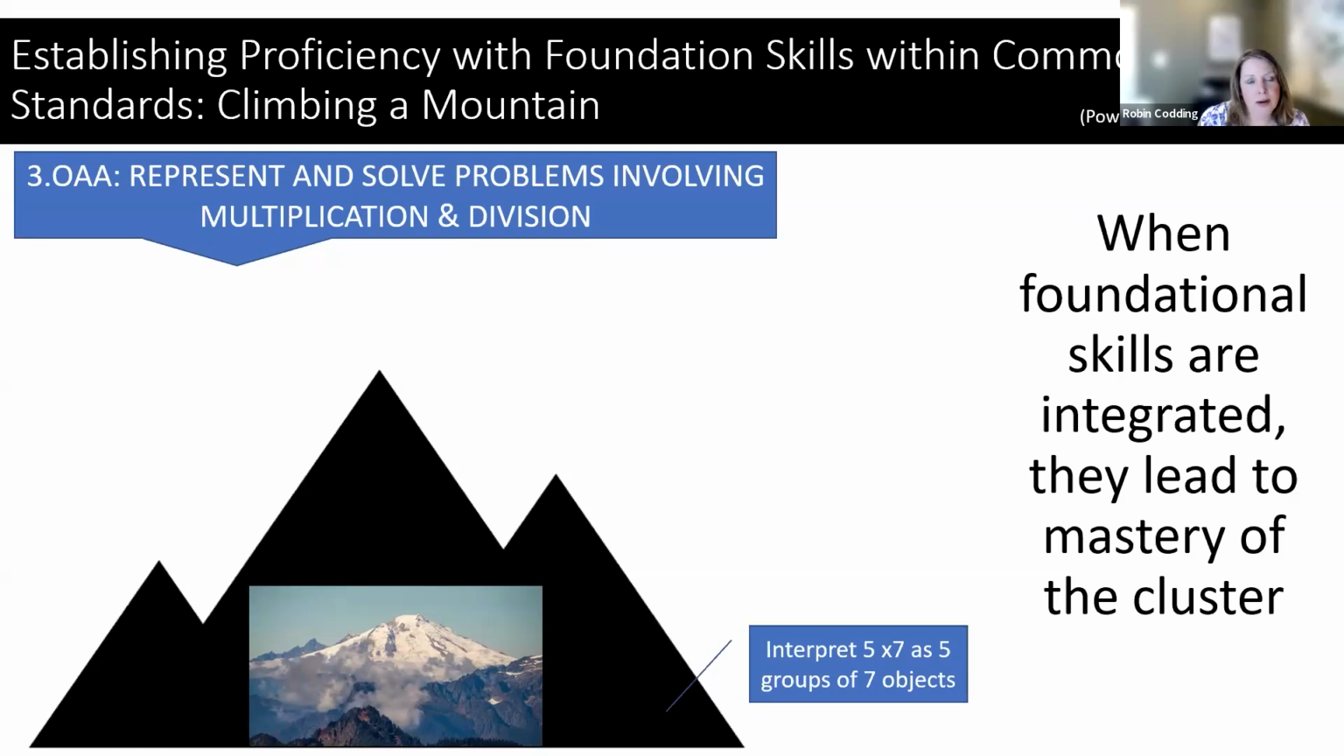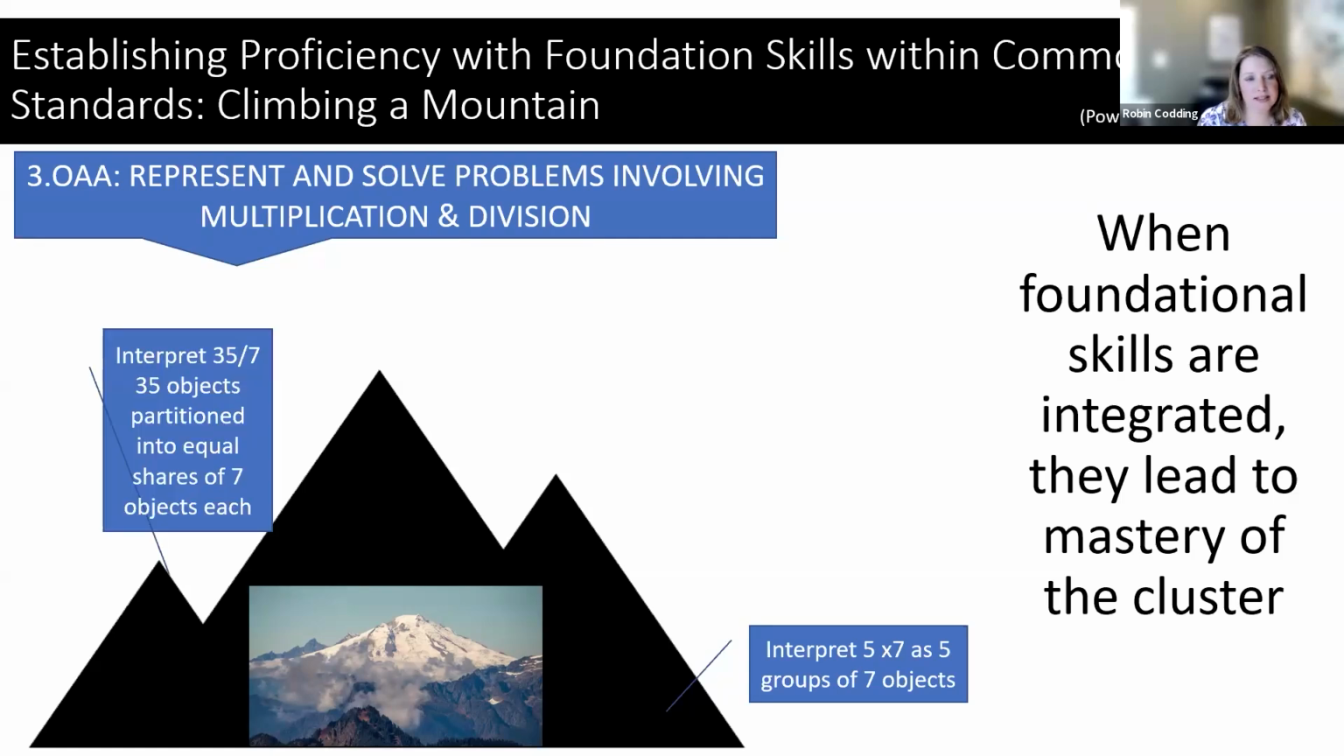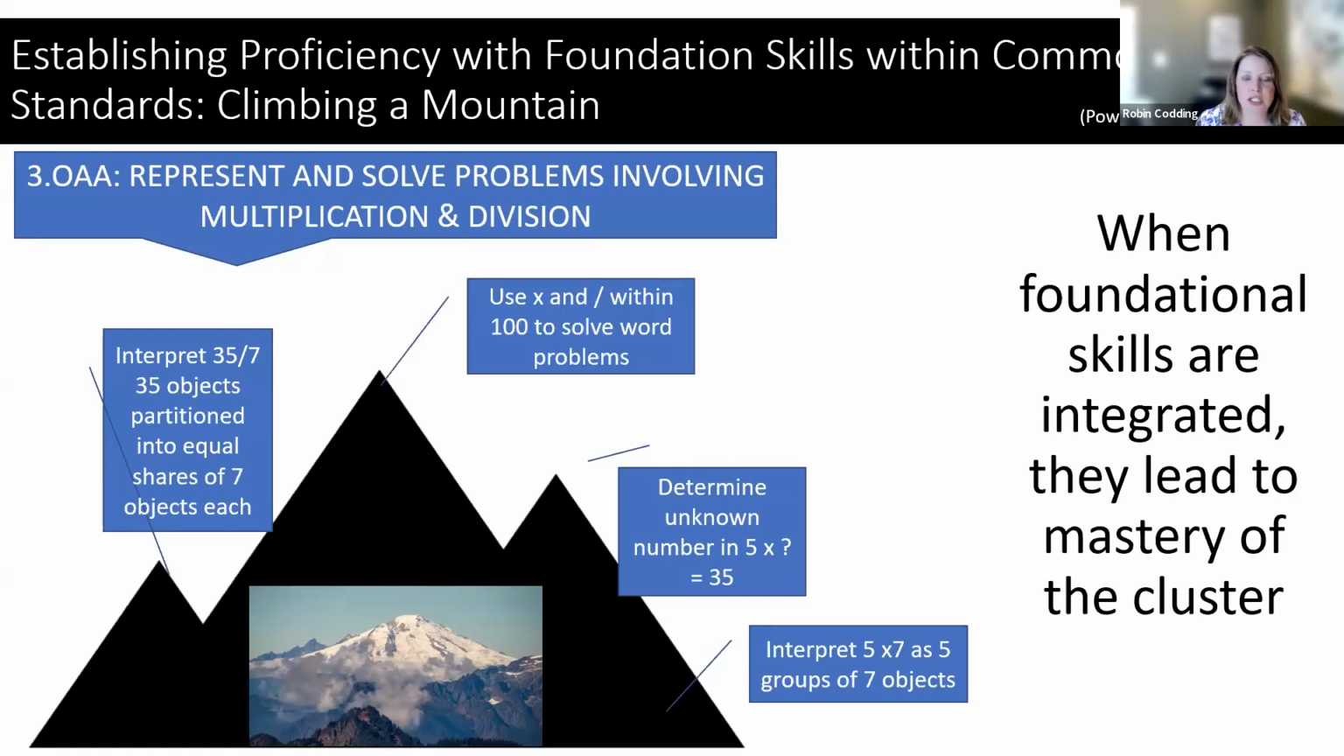So in this example, represent and solve problems involving multiplication and division. I've just simplified this a little bit for the purpose of illustration, but we can see students need to be able to interpret 5 times 7 as 5 groups of 7 objects, interpret 35 divided by 7 as 35 objects partitioned into equal shares of 7, determining the unknown number in a problem that is 5 times question mark equals 35, right? They need to find the missing part. And then using multiplication and division within 100 to solve word problems. So really thinking about what your skill sequences are and how you're building each of those foundational skills to get to that ultimate goal.